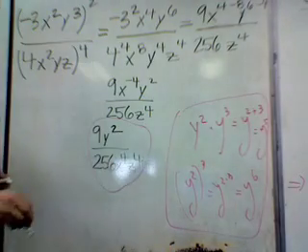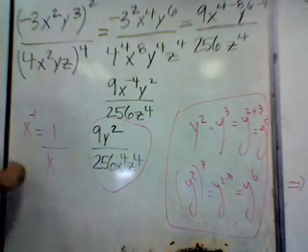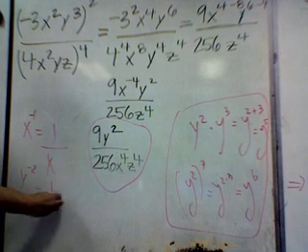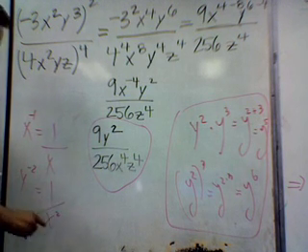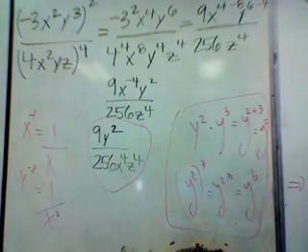This is the other thing you needed to remember about this. X to the negative 1 equals 1 over x. X to the negative 2 equals 1 over x squared. You need to know your negative exponents. Okay? Any questions?